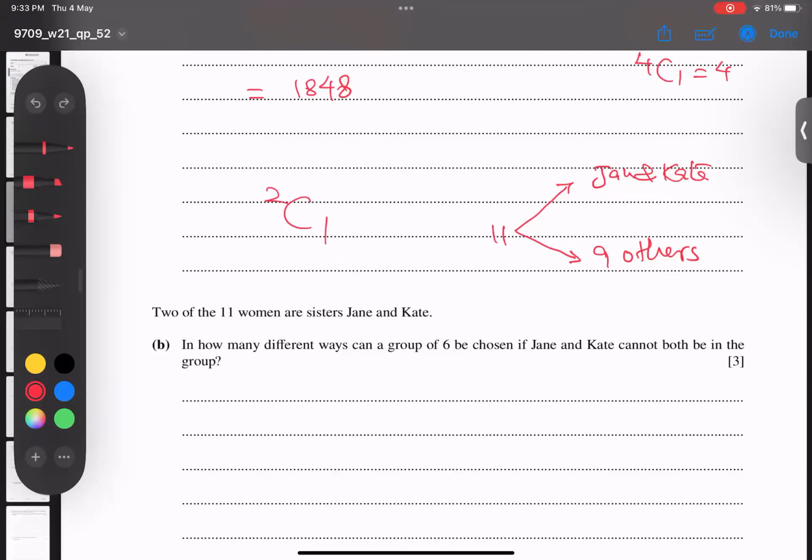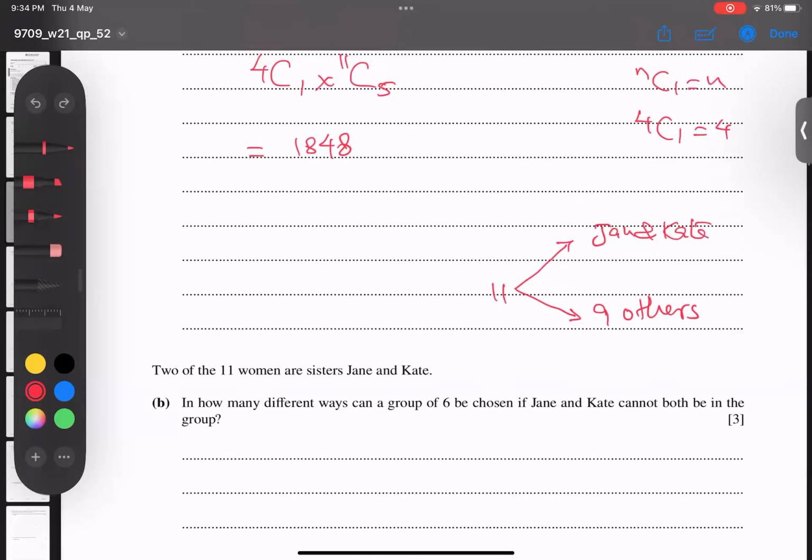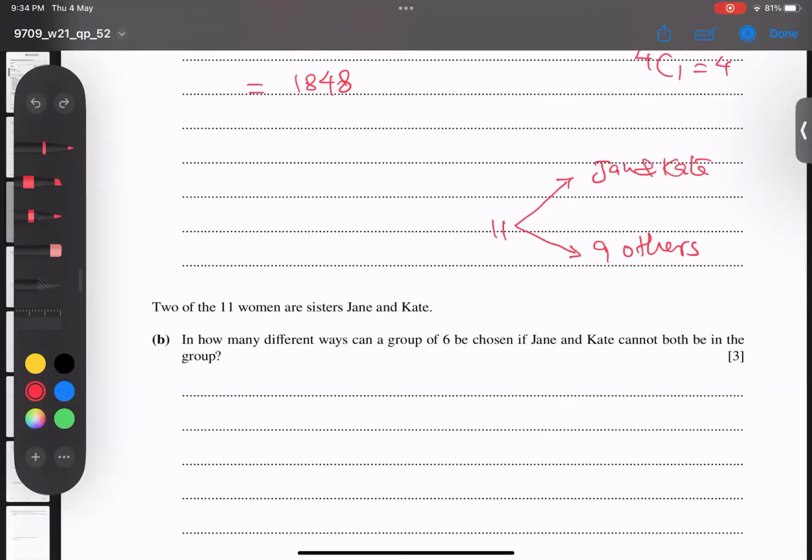So this is a very good way, because we're looking at Kate and Jane not both being in the group. Okay, we have three options available. What is option number one? If Kate is there, Jane is not there, or Jane is there, or maybe both are not there, right? So can I do another way? What is that way? Assume that I take both and subtract from total. For example, I take both are there. So these 2C2 are there.